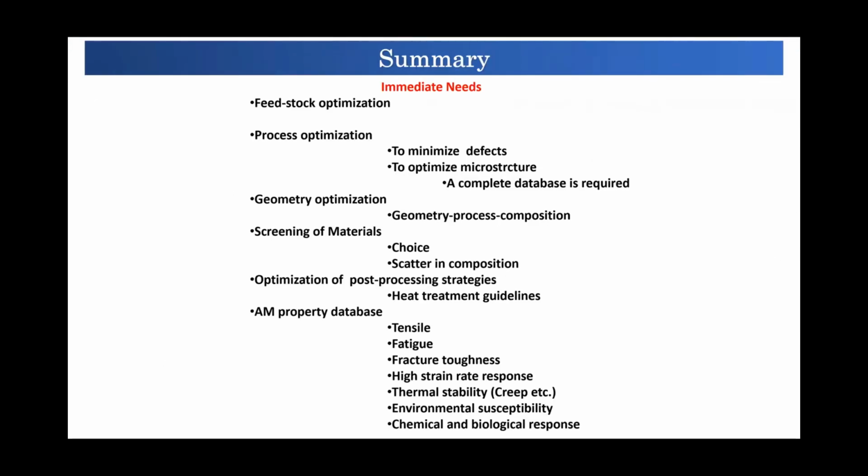If I summarize, the immediate needs are feedstock optimization and process optimization to minimize defects and to optimize microstructure. A complete database is required for this. Geometry optimization is required, particularly a combination of geometry, process, and composition. Screening of materials is required, choice and scatter of composition, how much scatter one can tolerate for a particular application. Post-processing strategies have to be optimized. That means heat treatment guidelines have to evolve. And a property database has to come up.